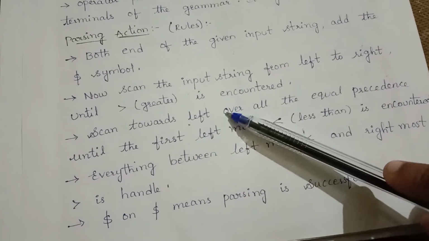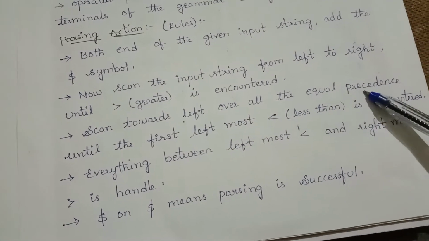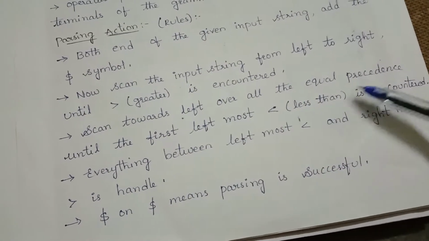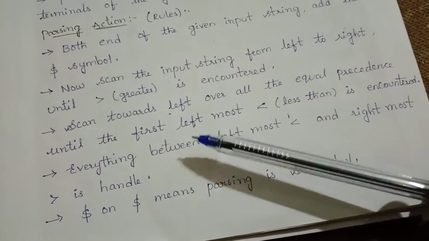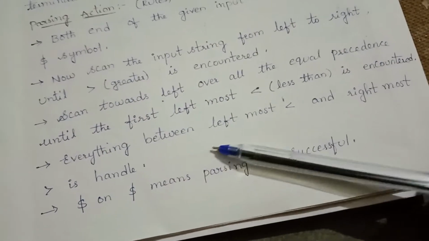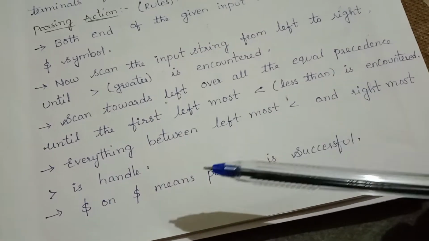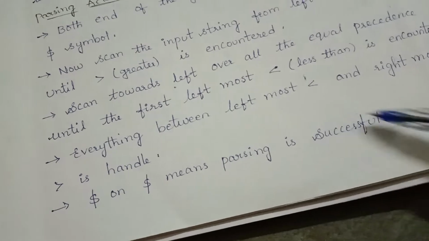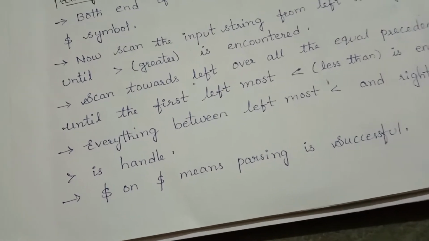Scan towards left over all the equal precedence until the first leftmost less than is encountered. Scan towards left over all the equal precedence. Everything between leftmost and rightmost is handled. Dollar on dollar means parsing is successful.